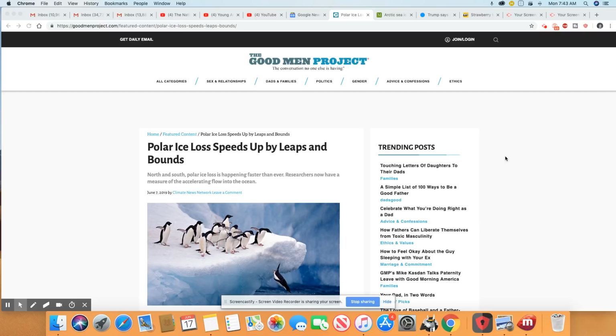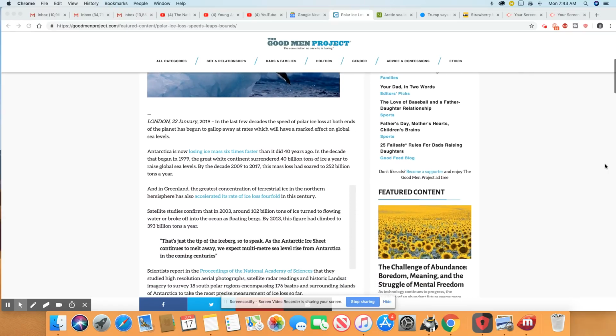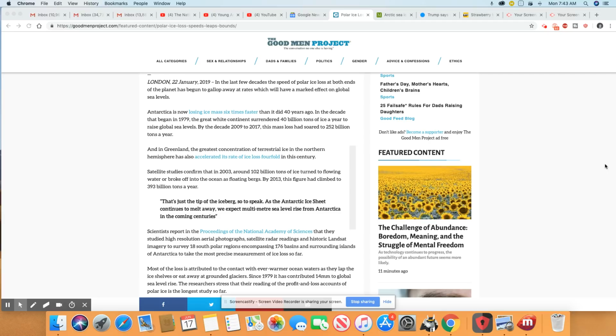And I was also reading how fast the ice was melting in Greenland. It said it's melting so fast, it's very noticeable at the accelerated rate that it's melting there. So there's definitely a lot of changes going on this planet right now. So in the last few decades, the speed of polar ice loss on both ends, they're talking about North and South Pole, has begun to gallop away at rates which will have a marked effect on the global sea levels. And that's what we are seeing now. We are seeing it already.